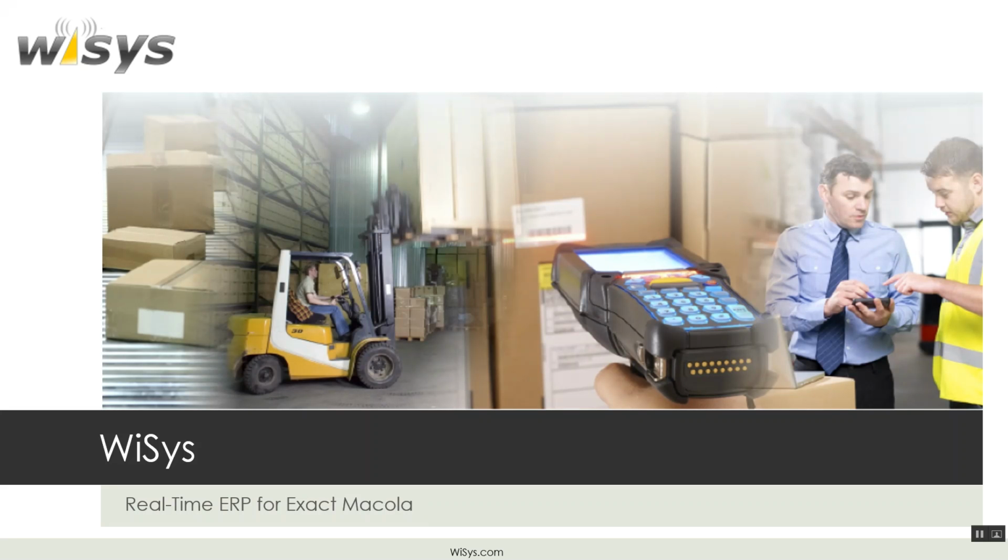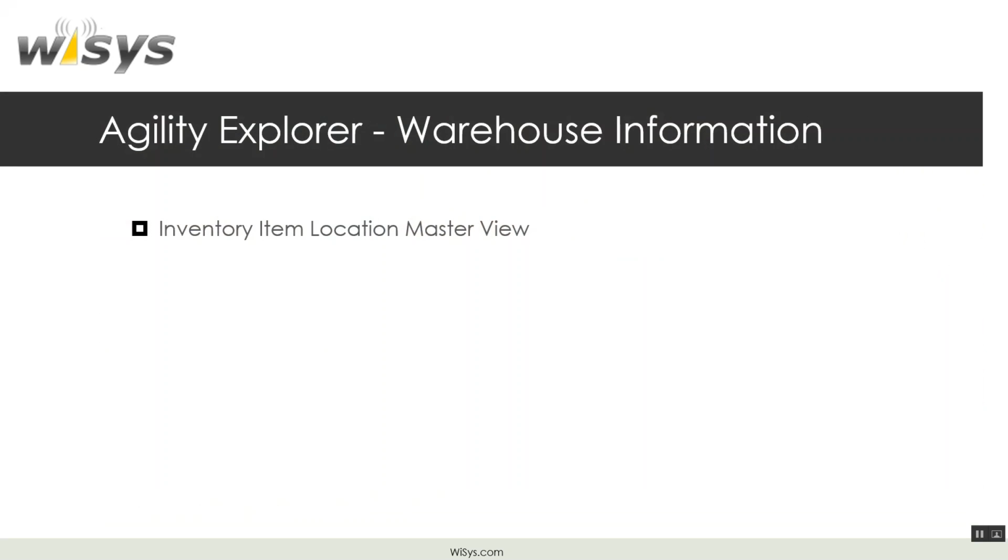Take a look at some inventory information that you can use in the warehouse related to Agility Explorer. I'm going to focus in on the inventory item location master view.